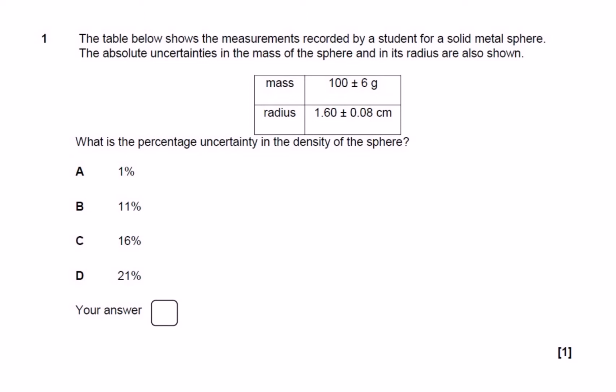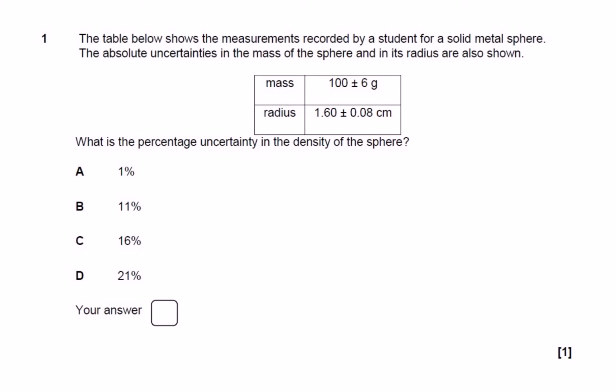Okay, then let's have a look at how we solve question 1. The table below shows the measurements recorded by a student for a solid metal sphere. The absolute uncertainties in the mass of the sphere and its radius are also shown. We've got the mass, it's weighing in at 100 grams, but it could be as much as 106, it could be as small as 94 grams, and we've got the radius, so it could be a maximum of 1.68 or a minimum of 1.52 centimetres.